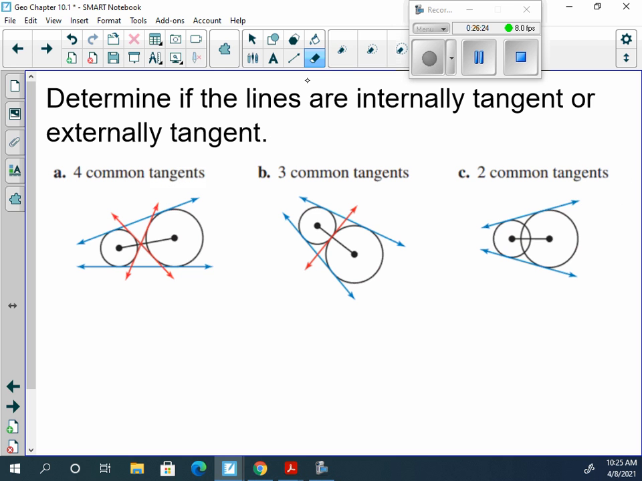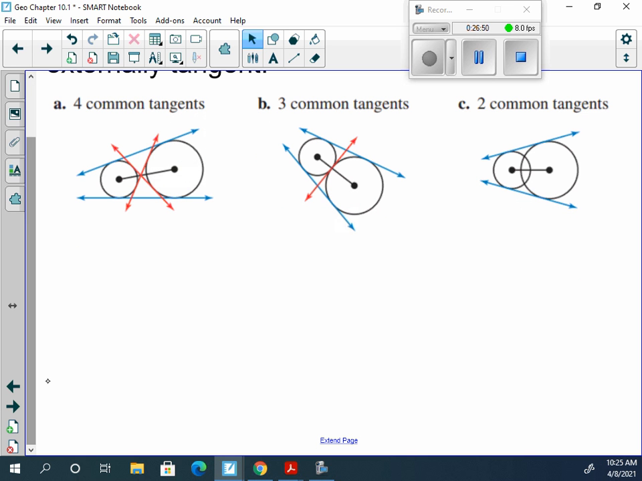And as we can see here, we have two common tangents, because here they overlap, yes? Would the blue lines be considered external or internal? External, because they do not cross that line that connects the two centers. Because if it does not cross the line that connects the two centers of the circle, it is considered to be external. Here we go. Let me add one.